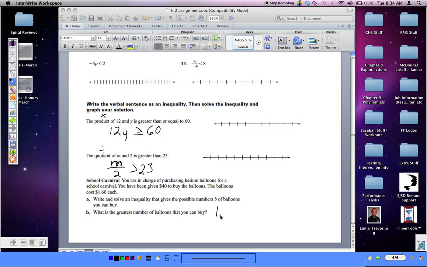So $1.60 each times however many you're going to buy. So let's let that variable be B, has got to stay less than or equal to the $40 you have to spend. The $40 has to be the largest possible amount for us to spend with $1.60 per balloon.